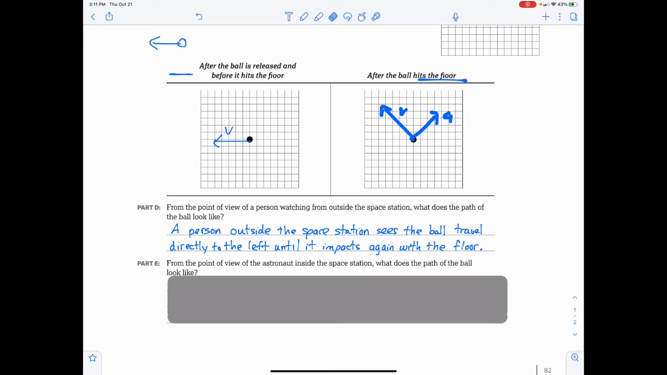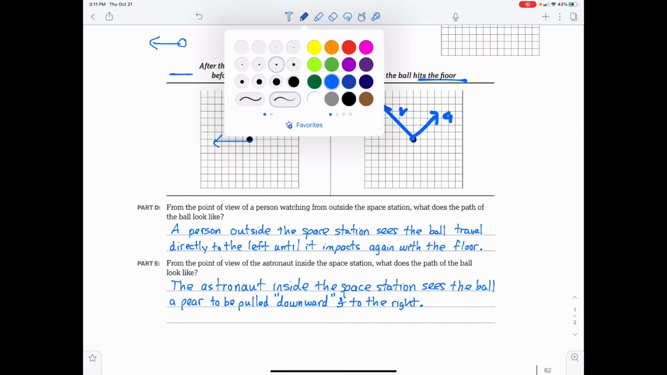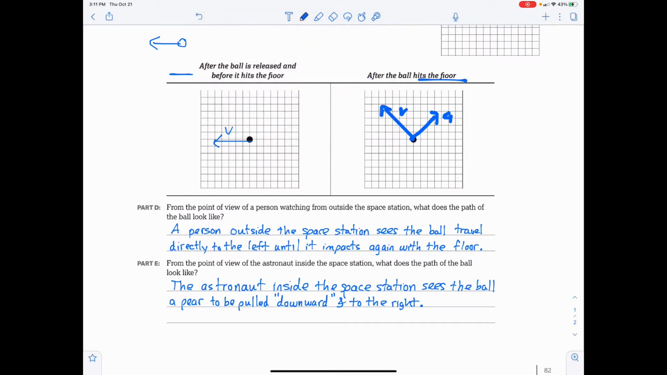From the point of view of the astronaut inside, what path does the ball look like? The astronaut inside the space station sees the ball appear to be pulled downward and to the right.